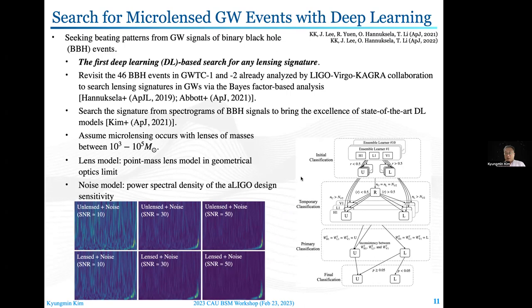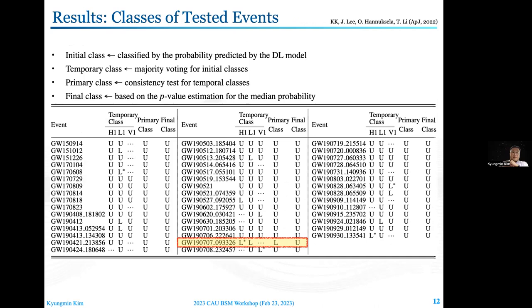Using the output of the deep learning prediction, we classify the events into a temporary classification based on the probability estimated by the deep learning model. Then, collecting this information, we classify the events into the primary class. And then using the p-value for the median probability of each event, we get the final class of each event. So here is the result. Among those 46 events, we found that only one event is classified as a lensed event from the primary class.